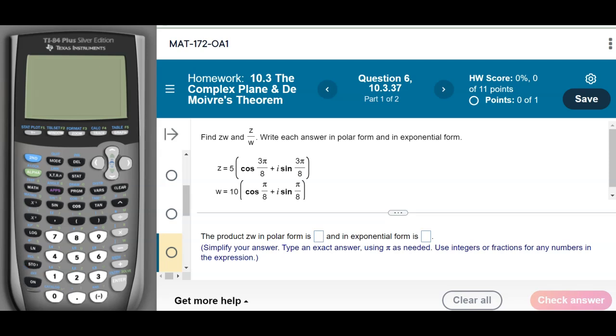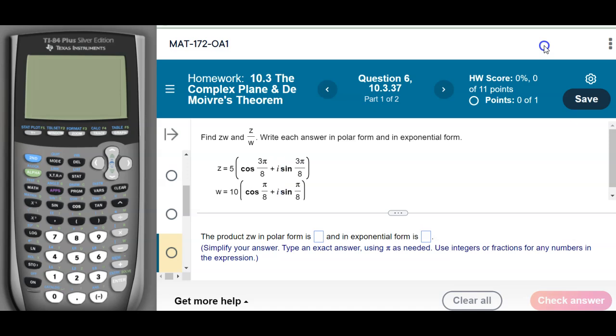Hey Trick Class, let's look at this example of how to divide and multiply some complex numbers when they are in polar form. So when I say complex numbers, just make sure you see this i right here. These are the imaginary components of these complex numbers.